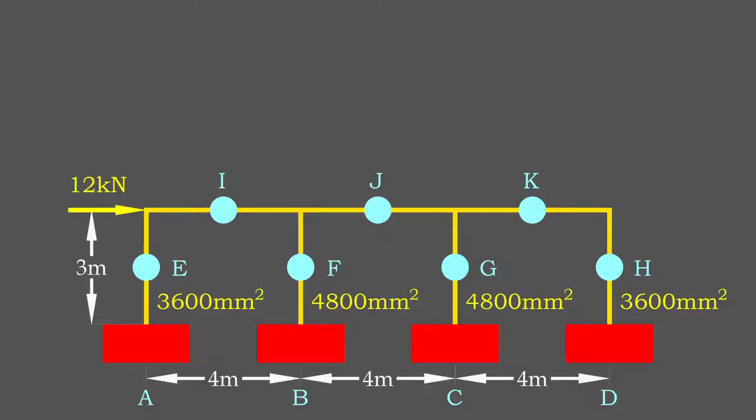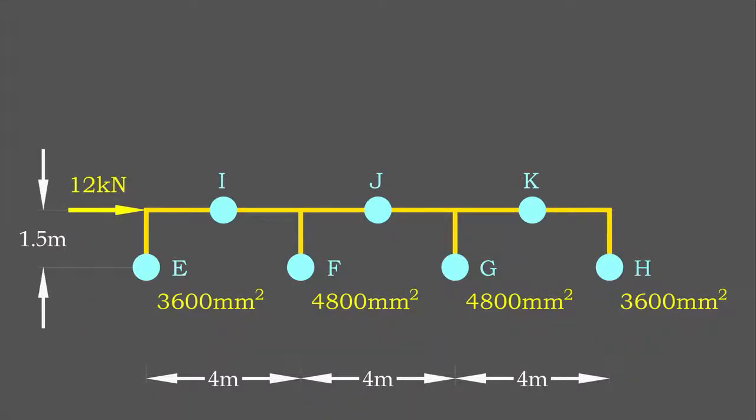Let's say the frame we have now consists of 2 types of columns with different cross-sectional area. The assumption of hinge is the same. However, we are now determining the axial force developed in columns rather than the shear force.